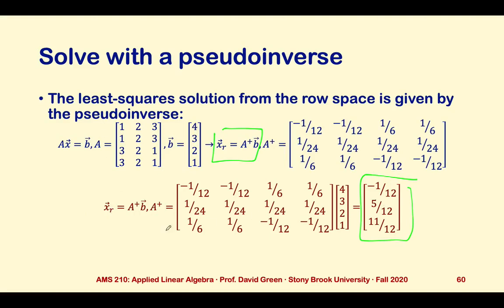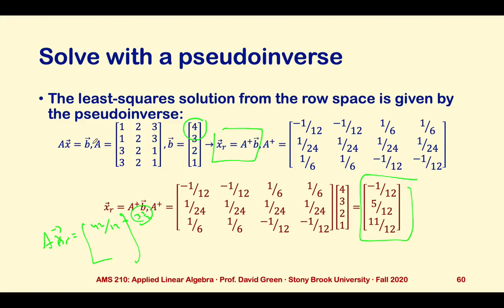We can quickly plug this in and ask, what does A X_R equal? Well, we have negative 1/12 plus 10/12 plus 33/12. That would give us 42 over 12, which is a little bit less than 4 and a little bit more than 3, as you would expect. It's in fact halfway between 4 and 3. This is 3.5.